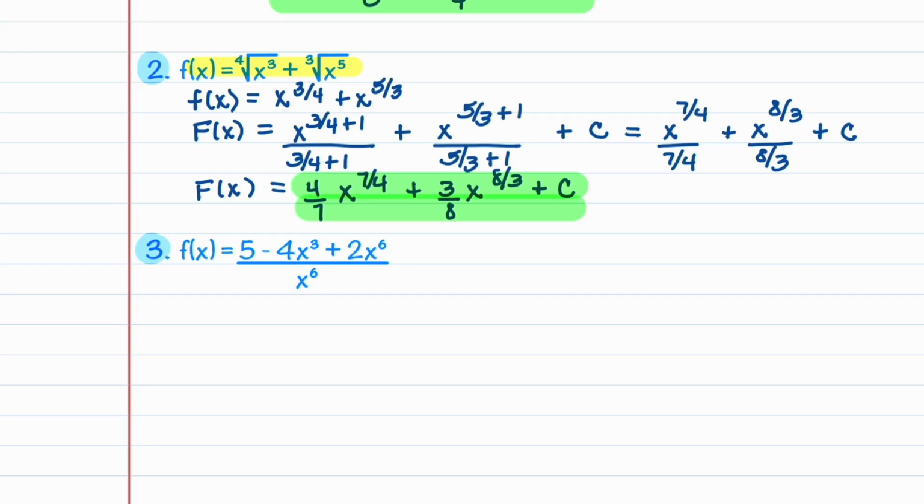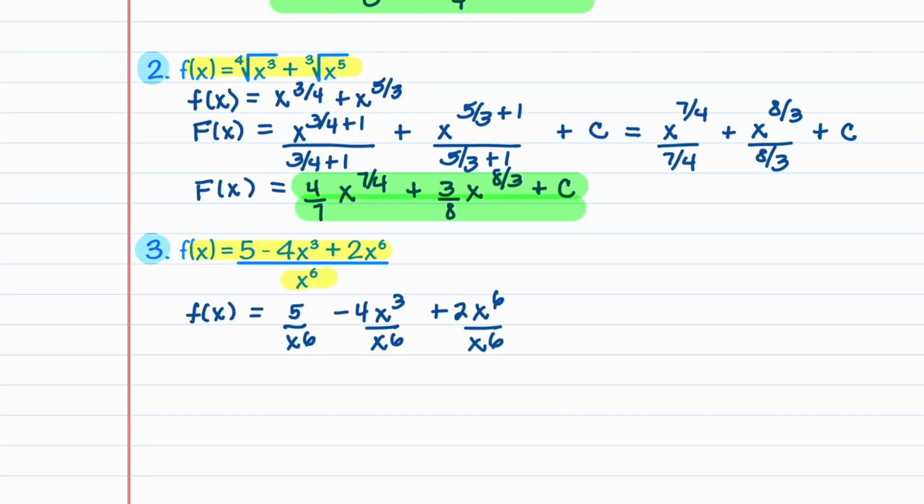In our third example, we're given a function little f of x is equal to 5 minus 4x cubed plus 2x to the 6th, all divided by x to the 6th. Because we have one term in the denominator, we can break up our function into 3 separate pieces and then write each piece as x to a power. Doing this, we can write f of x as 5 over x to the 6th minus 4x cubed over x to the 6th plus 2x to the 6th over x to the 6th. You can only do this when you have one term in the denominator.